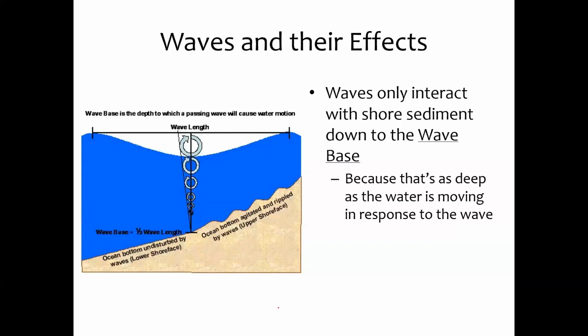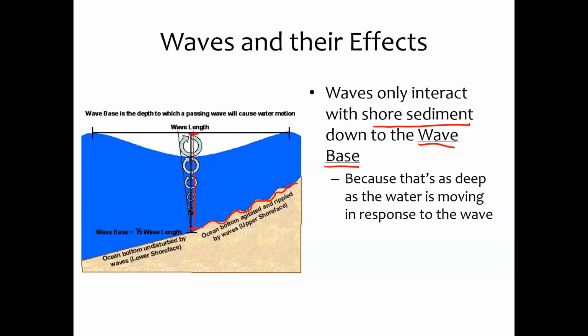We talk a lot about sediment in here, and we think a lot about how sediment gets moved by and in water. If we're thinking about shorelines and the way that the sediment is affected, we want to know how deep the waves are going to affect the sediment. Because they only work down to about half of their wavelength, they're only going to interact with the shore sediment down to that depth, which we call the wave base. That's about as deep as the water is moving in response to the wave. If you were to go down and look at the shoreline, you would see that the ocean bottom is agitated and rippled by those waves down to a depth of about half the wavelength of typical waves on that beach.